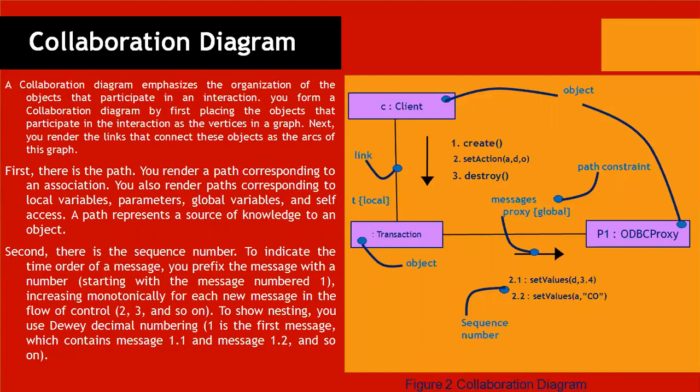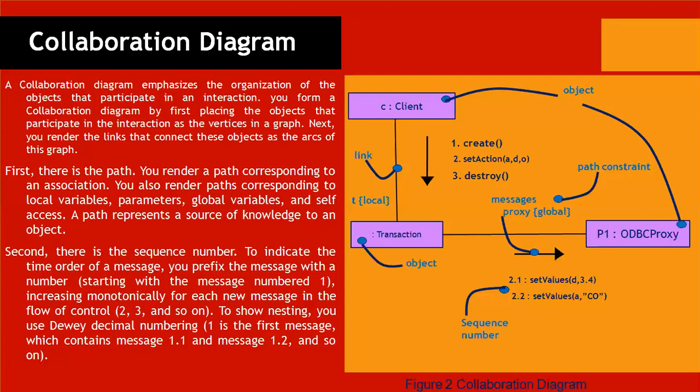So next, we render the links that connect these objects as arcs of this graph. Here, the links may have role names to identify them. And finally, we adorn these links with the messages that objects send and receive. This gives the reader a clear visual cue to the flow of control in the context of the structural organization of the objects that collaborate.